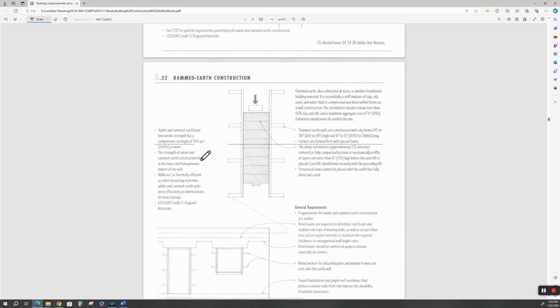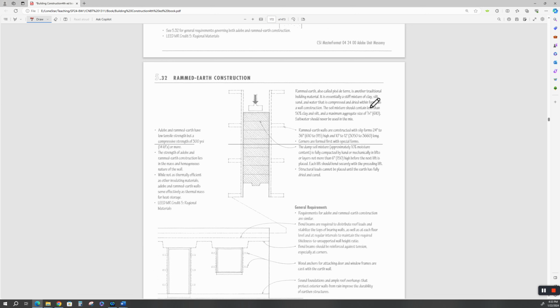All right. The strength of adobe and rammed earth construction lies in the mass and homogeneous nature of the wall. What kind of earth material are you actually using? Okay. Rammed earth is also called piso de tierra. Okay. It's another traditional building material.